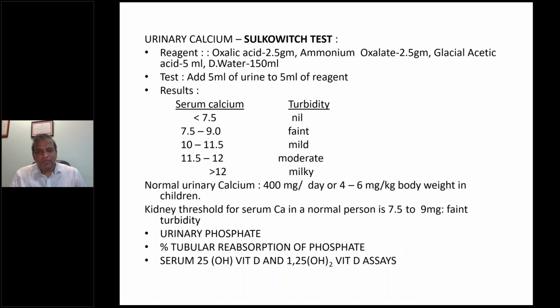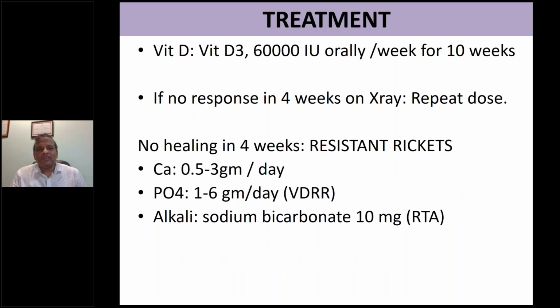You can go for urine phosphate and the percentage tubular resorption of phosphates, and serum vitamin D2 and D3 level assays. These are mostly done in case of non-nutritional rickets to find out the other causes rather than for nutritional rickets. The usual treatment for nutritional rickets is vitamin D supplementation. We can give it orally, 60,000 units for a week, or even nowadays they have oral drop preparations for children, nano drops. This can be given.